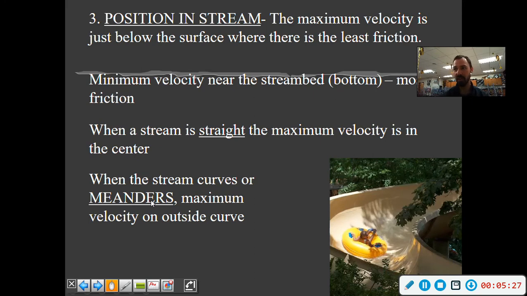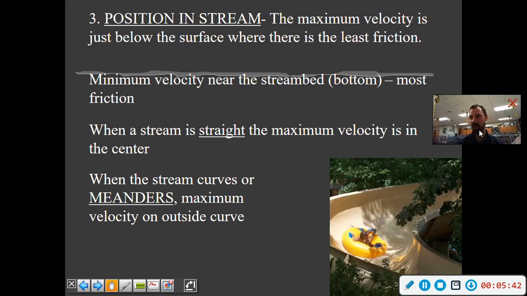All right, position in the stream. The maximum velocity is just below the surface, where there's least friction. Because the bottom part of the stream, also known as the bed, is where the most friction is going to be. When the stream is straight, the velocity is greatest right down the center. A big straight water slide, you're obviously going to go right down the middle of the slide. You don't end up on the sides of it.